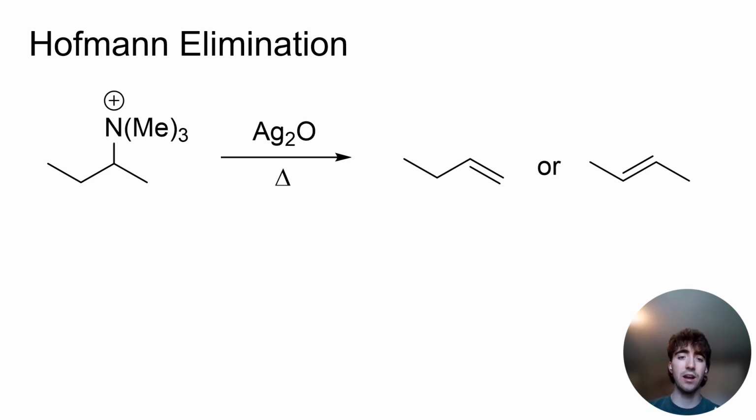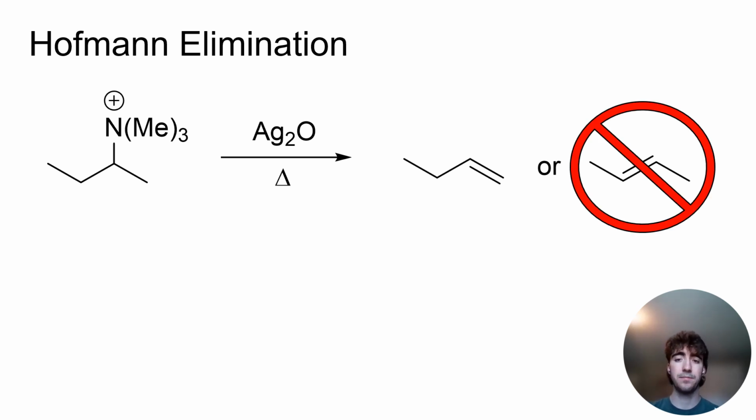And then once you form that ion, you just treat it with strong base. It's usually silver oxide and heat, and then you get elimination. And it turns out you actually only form one of these products, and it's the less substituted one. And now, why does that occur?